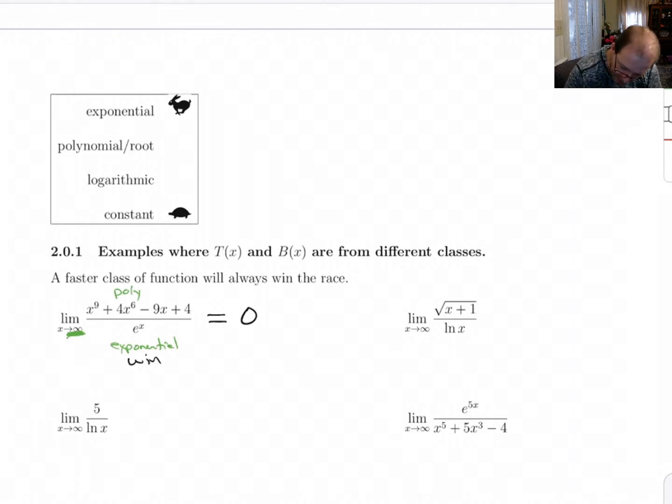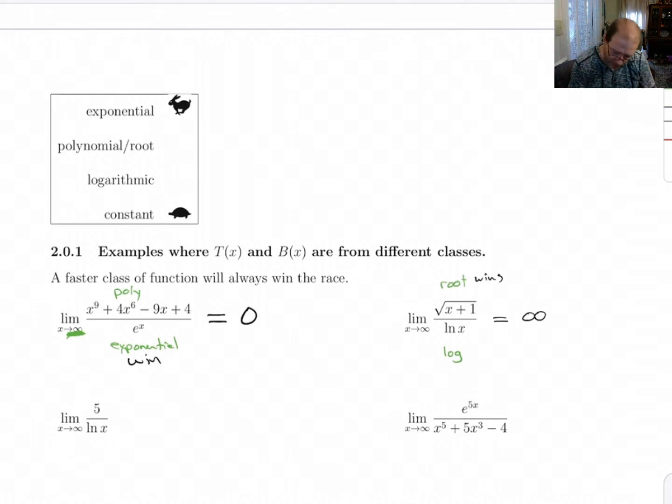Okay, this next one over here, what you've got is a root function on top, I guess I should actually write that, and you've got a logarithm on bottom. Between those two, the root function is the faster, so it's going to win, and that's going to make this go to infinity. Because it's on top, it's the one trying to make it go to infinity, and it wins.